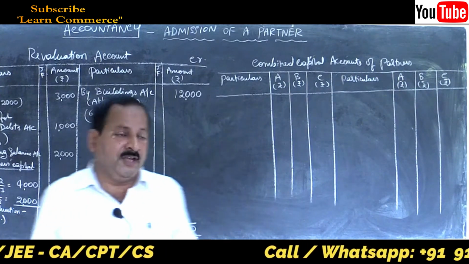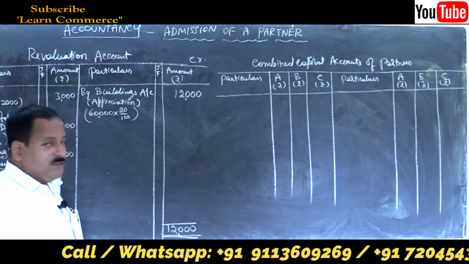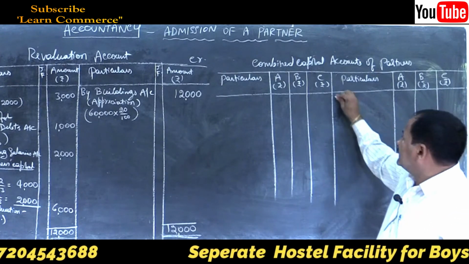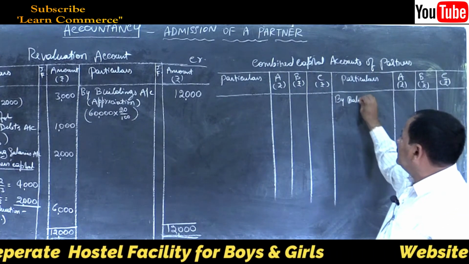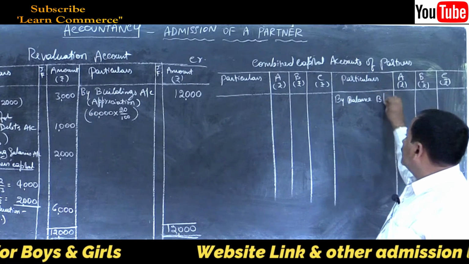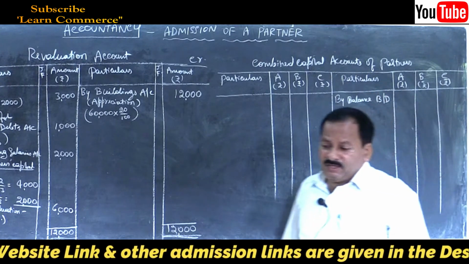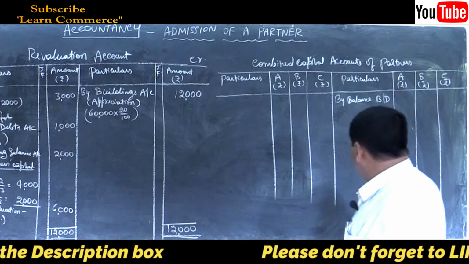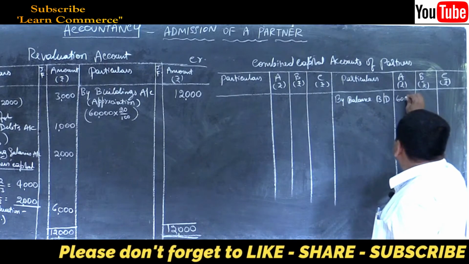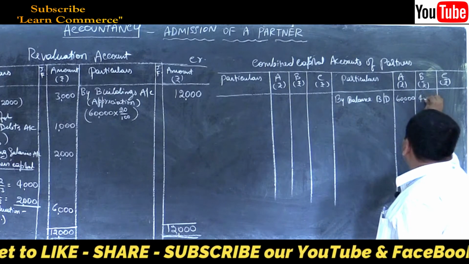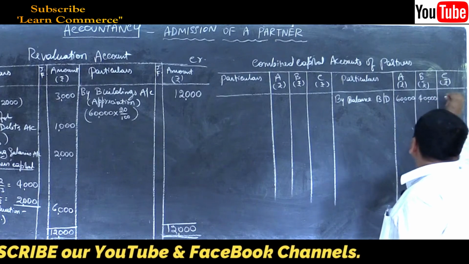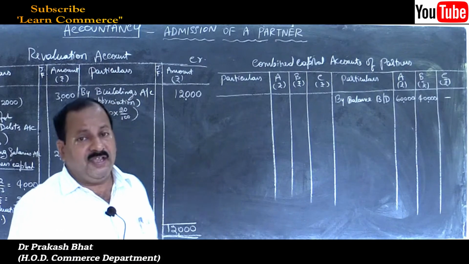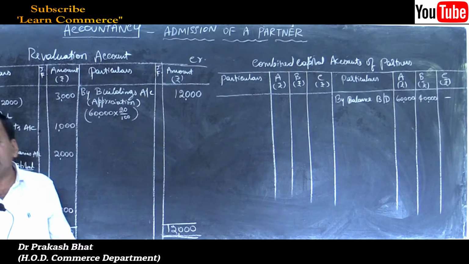Yes. Now let us start entering by balance brought down. Opening balance you have to write first. By balance brought down. Refer to the old balance sheet. A and B capital balances are given as 60 and 40. 60,000 and 40,000. Write the same amount here. That's all. No amount in C's column. Remember, C is a new partner, so there will not be any opening balance in the capital account of C.